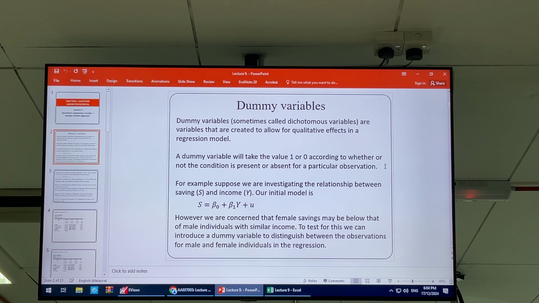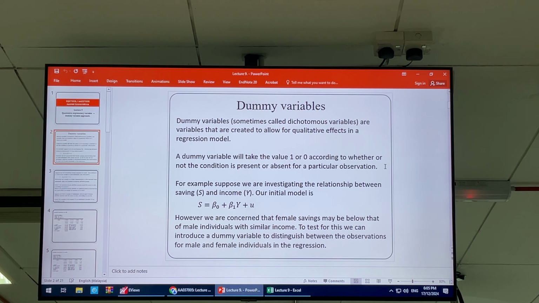For example, suppose we are investigating the relationship between savings and income. Our initial model is given here, with the dependent variable saving, and income to explain the saving. However, we are concerned that female saving may be below that of male individuals. Let's say we have a set of data, some of which belong to male and some to female, collected through a survey, for example.